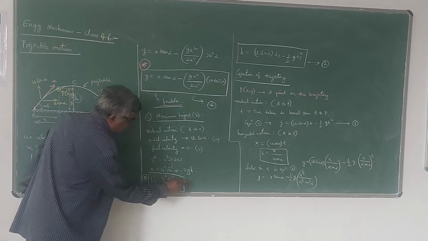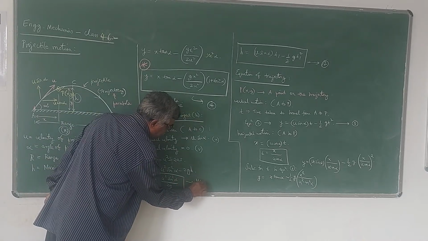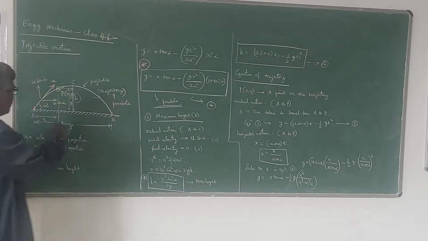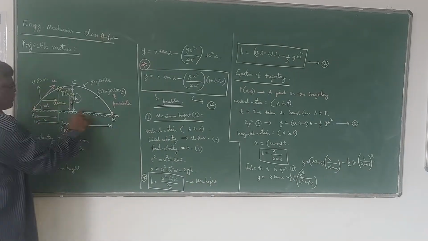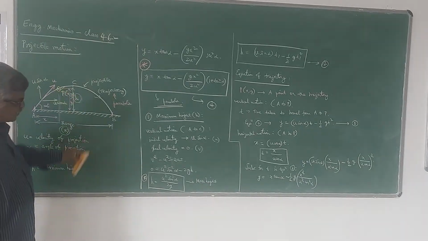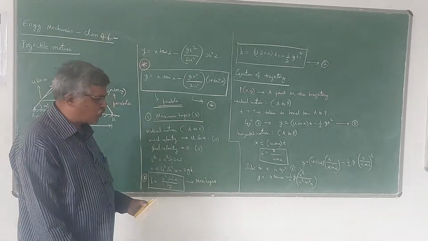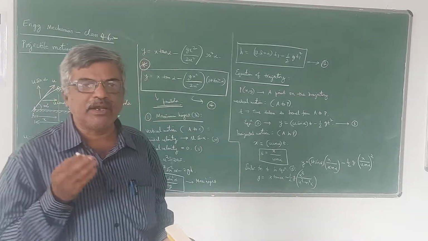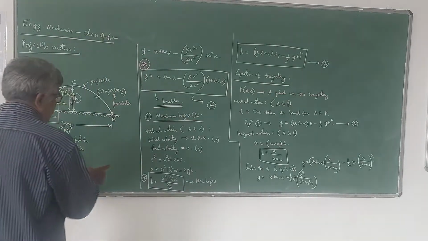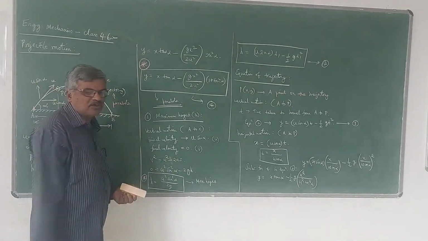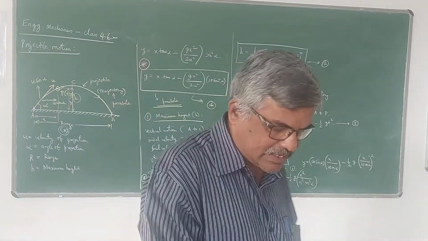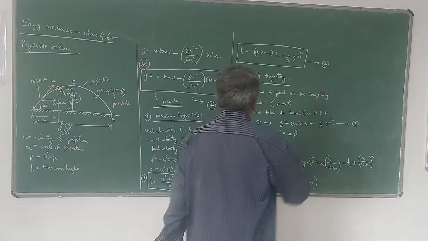This gives the maximum height reached by the projectile, that is at the point C. This distance from the horizontal plane, or from the plane of projection, the maximum height reached by the projectile is u square sin square alpha by 2g. That means it depends only on the values of u and alpha. If you know the velocity of projection and angle of projection, we can compute the maximum height reached by the projectile.